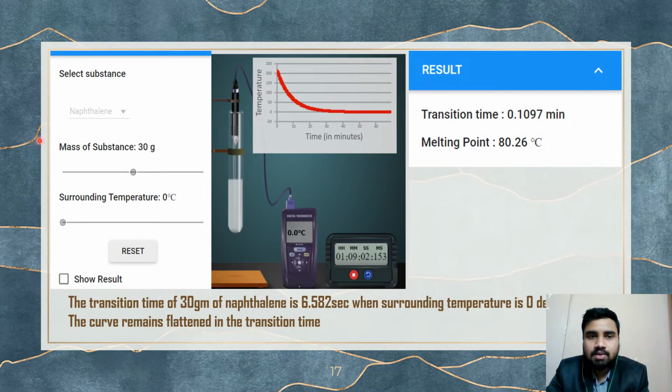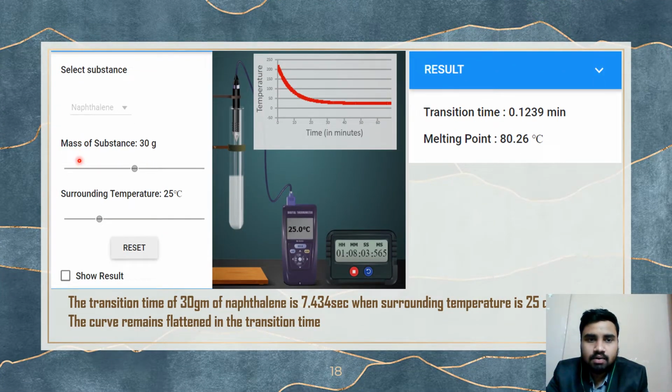During the sixth observation, I have taken mass of substance as 30 grams. I have increased the mass from 10 grams to 30 grams. Surrounding temperature as 0 degrees. The transition time of 30 grams of naphthalene is 6.582 seconds and the temperature of surroundings is 0 degrees. The curve remains flattened in the transition time, and I have found out that the melting point of naphthalene is 80.26 degrees.